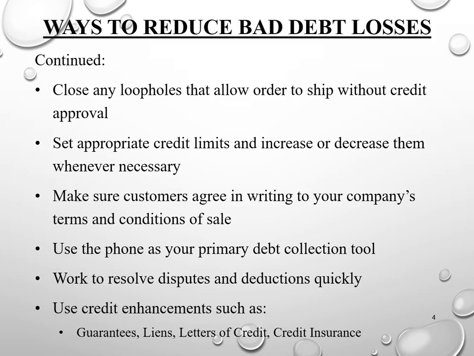We can reduce bad debt losses by collecting more quickly, and we can collect more quickly if we use the phone as our primary debt collection tool. We can reduce write-offs by resolving disputes and deductions more quickly. We can make it more likely that we get paid and therefore have less bad debt losses if we utilize credit enhancements, such as, for example, guarantees, personal guarantees or intercorporate guarantees, liens, letters of credit, and credit insurance.